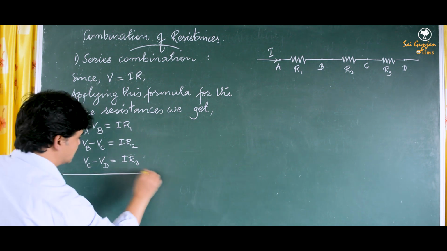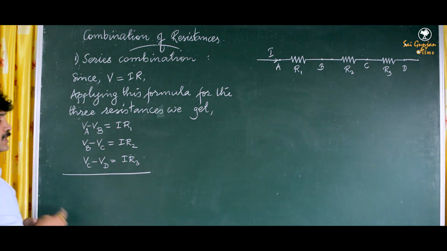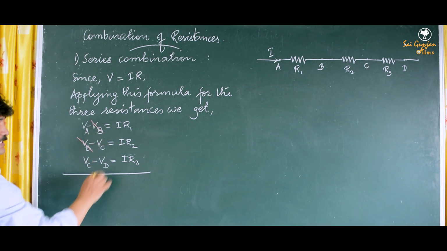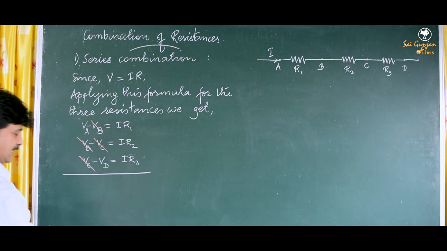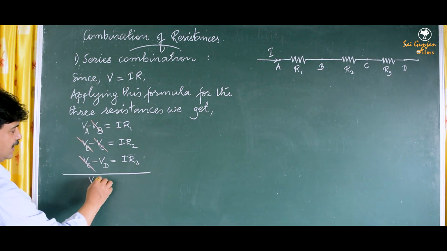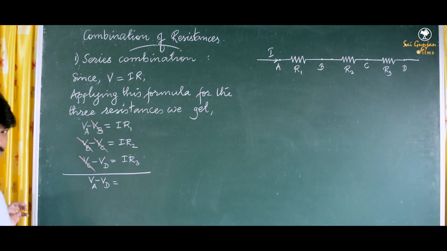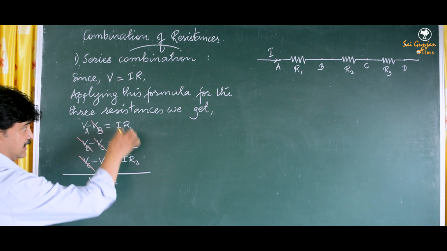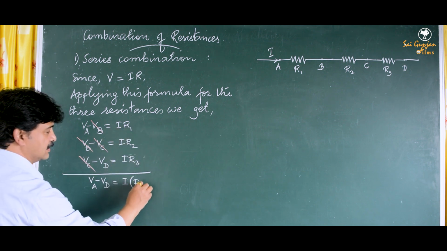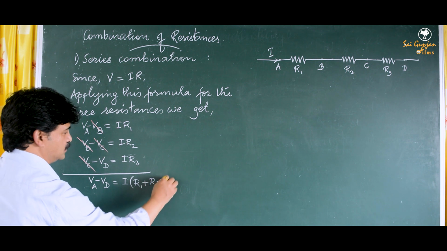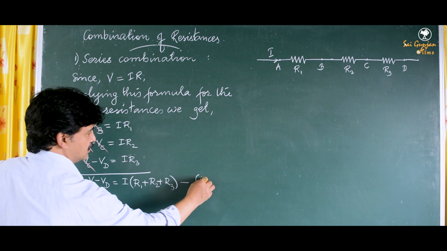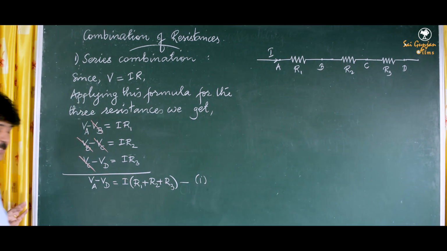Alright, now let's combine the three equations. Here VB plus and VB minus get cancelled, similarly VC plus and VC minus get cancelled. So what is left? VA minus VD is equal to, now we are adding these three, so I'm taking I common, and what will be left is R1 plus R2 plus R3. Let this be equation number 1. Okay?